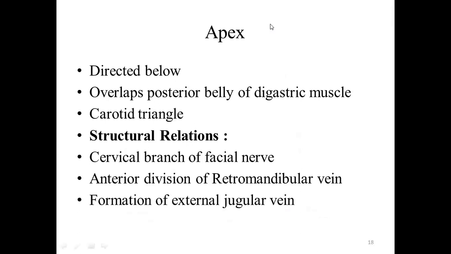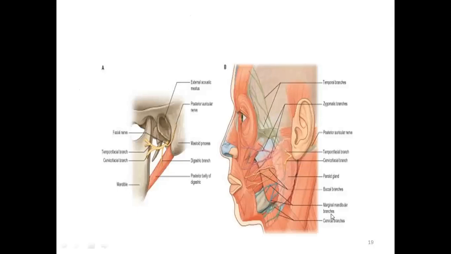The structures related with the apex are the cervical branch of facial nerve, the anterior division of retromandibular vein, and the formation of external jugular vein. Here, the apex and the cervical branch of the facial nerve you can locate from this diagram.